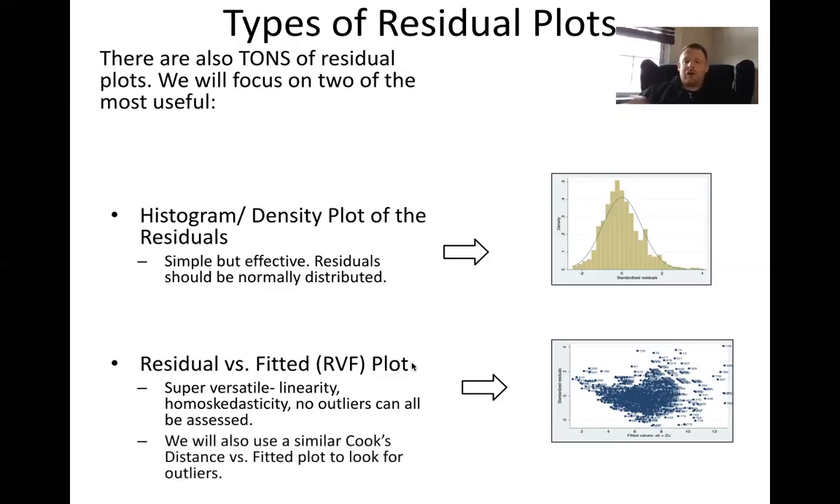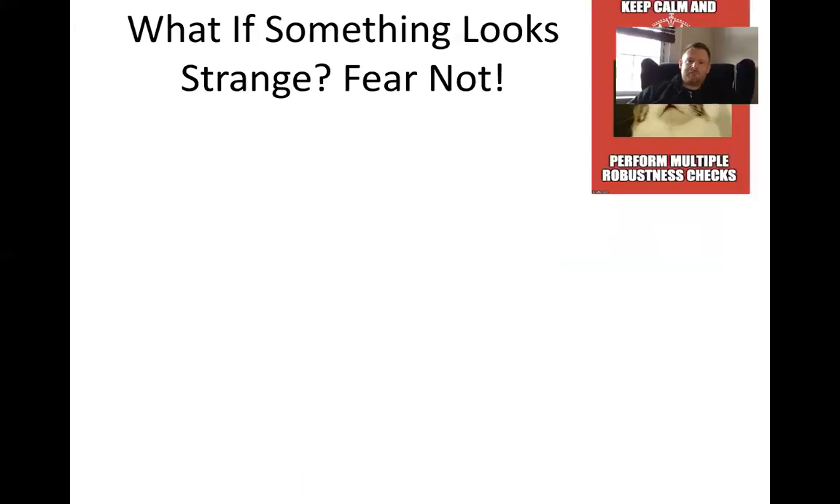You can also have a similar Cook's distance versus fitted plot, which works very well for identifying regression outliers. I will also show you how to use that one in this module as well. So I think that can be a useful thing to use. But really, I try to keep it fairly simple. Just focus on a couple plots, take what you can and get out.